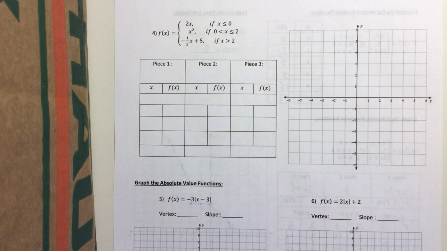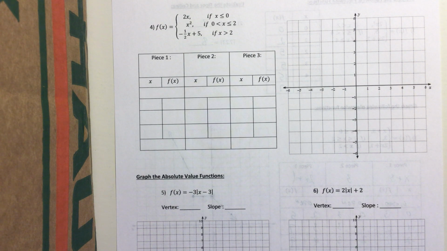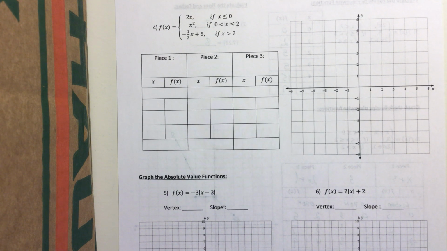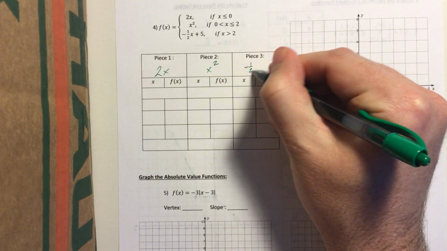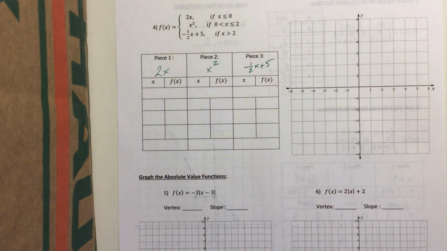Let's see here if I keep going. Number 4, one more of these piecewise functions. Good. I find these tedious. Piece 1 will be 2x. Piece 2 will be x squared. Piece 3 will be -1/2 x plus 5.